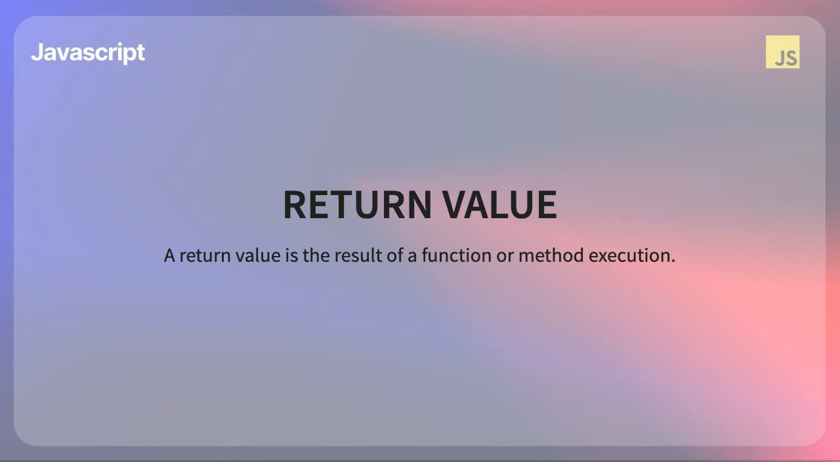A return value is the result of a function or method execution. It's the output that's sent back to the caller. Think of it like sending a package to someone. You put something in an envelope, address it correctly, and send it off.